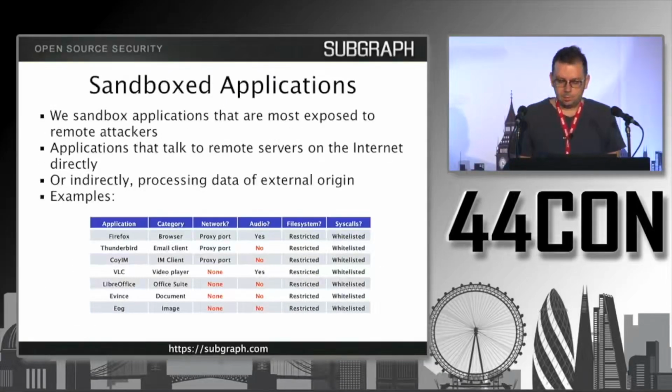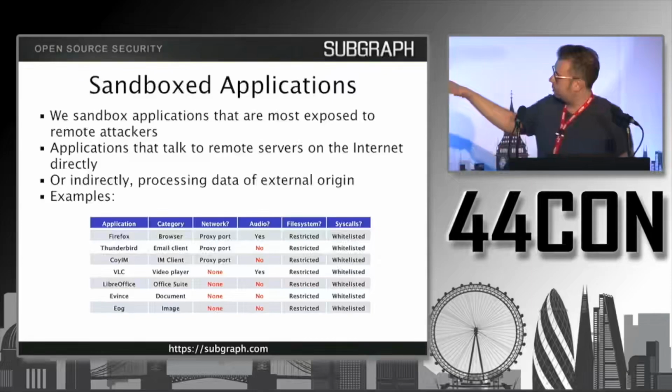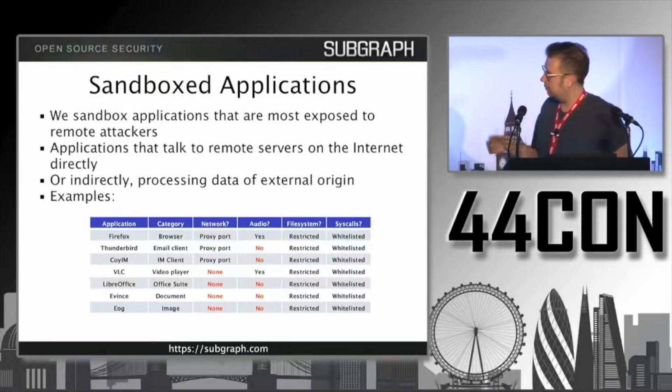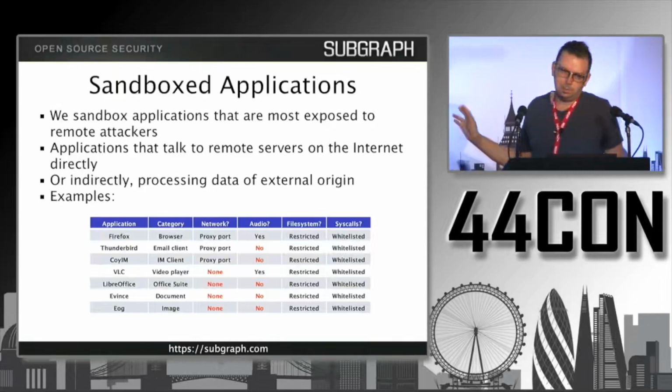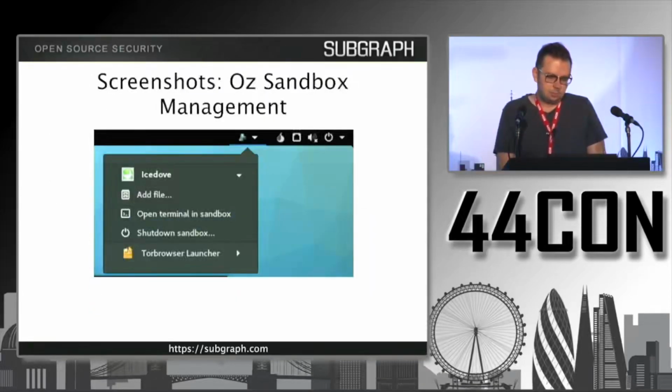So here's a little table of some of the applications we support, and these are the privileges, the access to system resources, that we configure by default. For example, Evince gets no network, gets no audio, has a restricted file system, and we whitelist the system calls that are exposed to it. And that's a screenshot of the sandbox manager as it exists today.